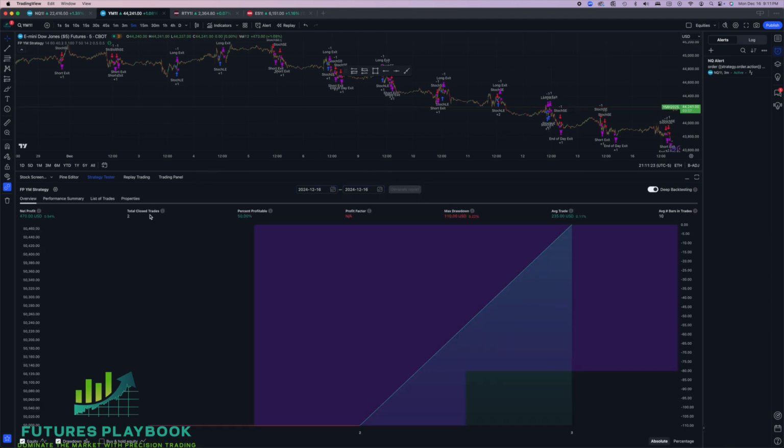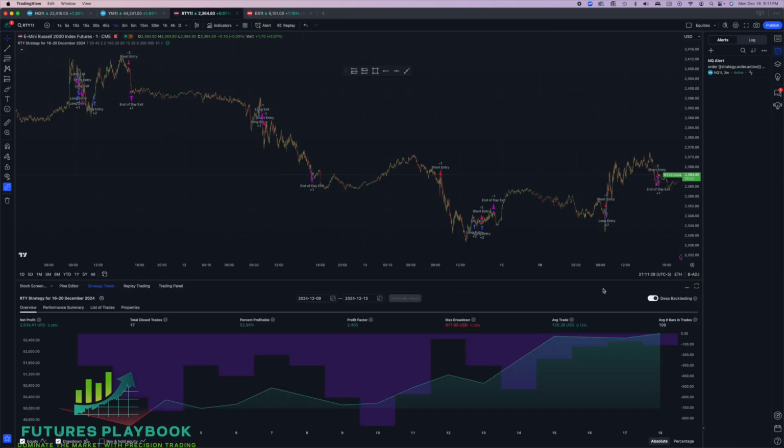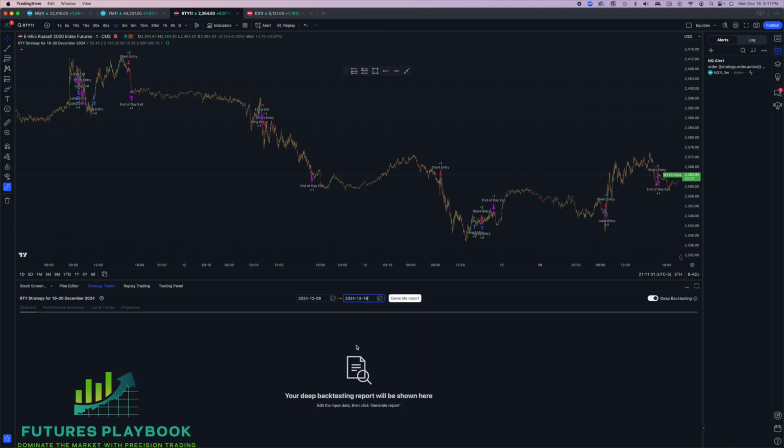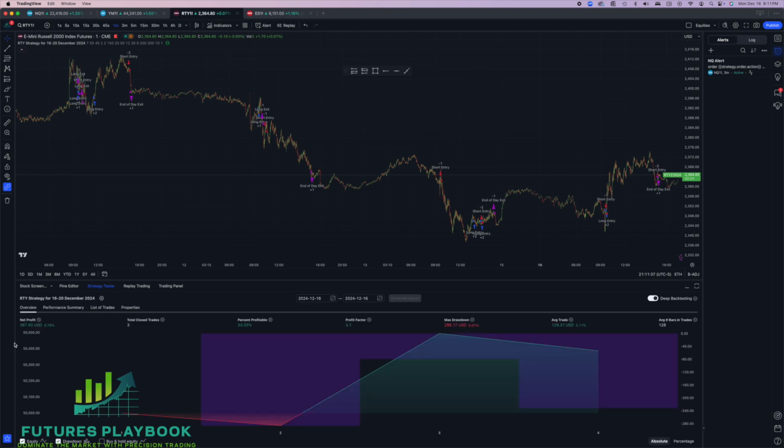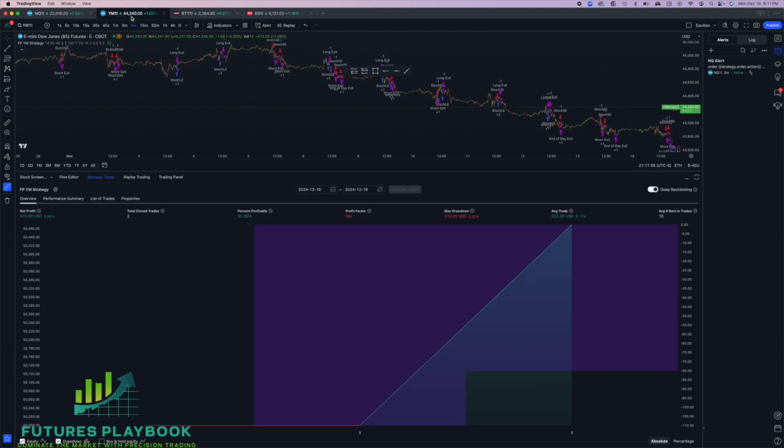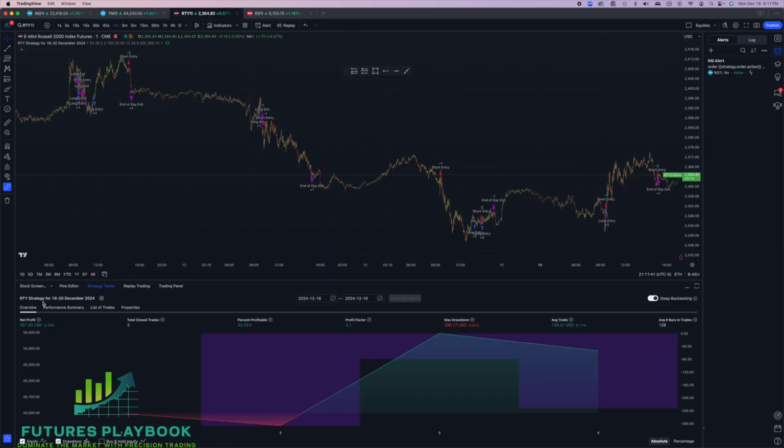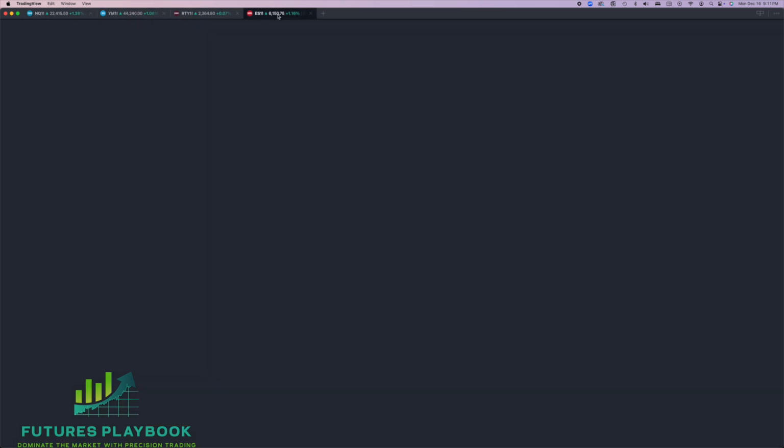And two trades. Okay, would have netted $470. Not bad. All right, let's look at RTY. Let's change it to today. 387. All right, we're over $700, right? Between YM, so 470 plus 387. Okay, minus 300. All right, let's go to ES.